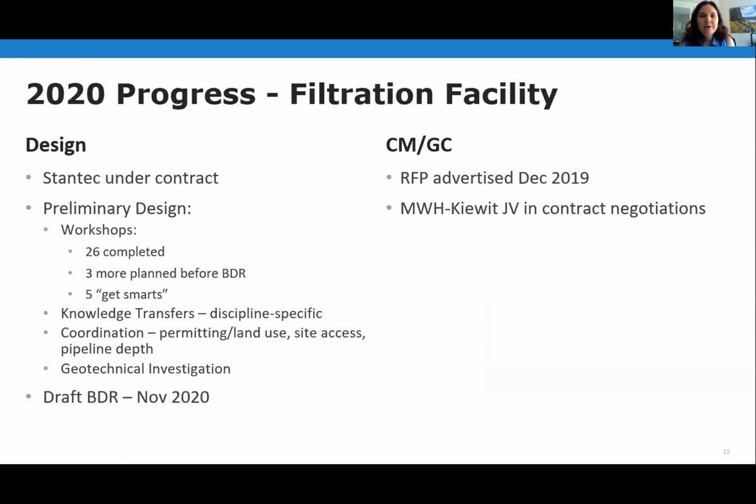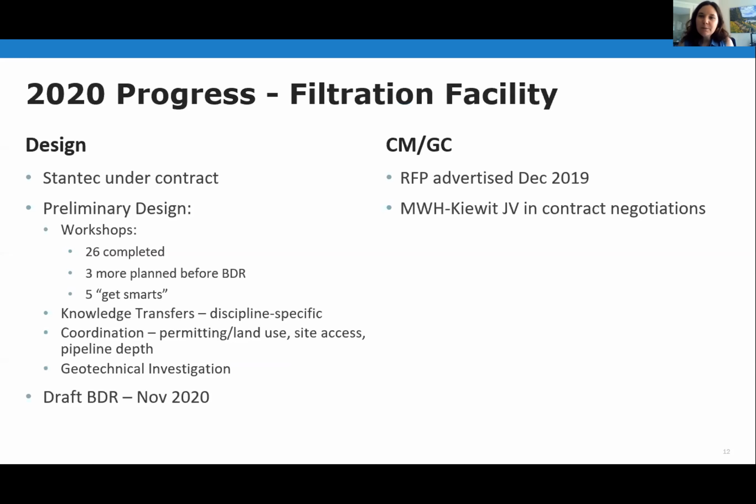Looking at our filtration facility itself now, so I've broken it up into design and the construction, the CMGC. So Stantec is under contract, and in terms of our preliminary design, the phase underway right now, we have had a lot of workshops. We've completed 26 so far. We have 3 more planned before our basis of design report comes out.